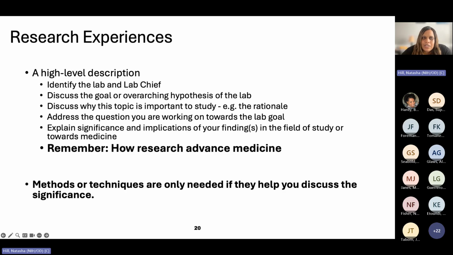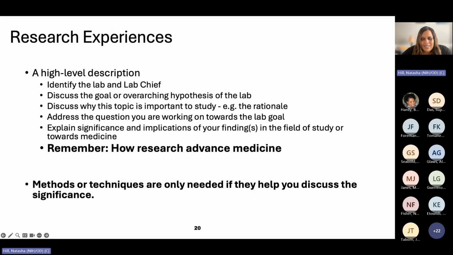Why is it important? Your findings, what was important about your findings, the implication of those findings in this field of study, and then most importantly, think about how your research advances medicine. Show that you understand how medicine is fueled through research. And make sure to discuss that growth and what you learn through research in your experience description. And remember, when you think about writing about your research, methods and techniques are only needed if they're going to help you discuss the significance.